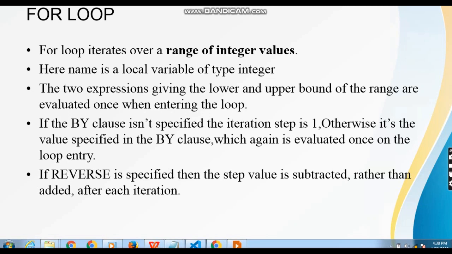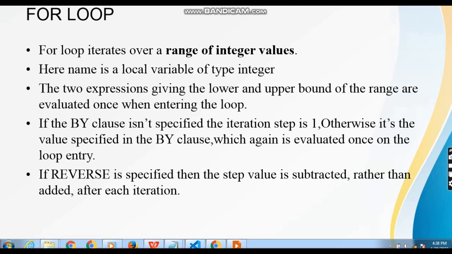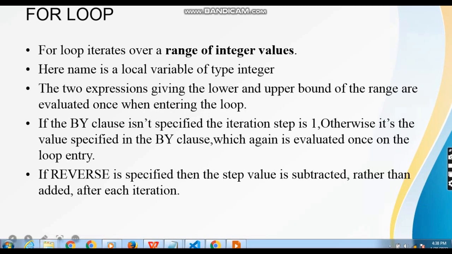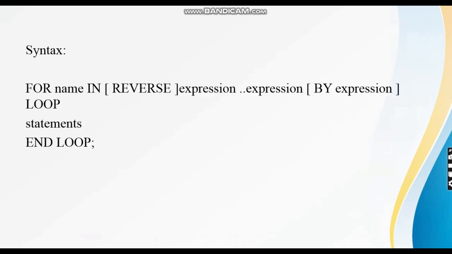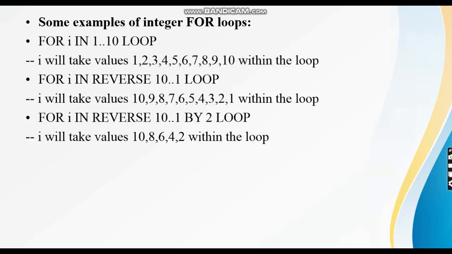And if reverse is specified, then the step value is subtracted rather than added after each iteration. So basically here you can see this is the syntax. It has reverse as optional. If reverse is specified, then it is going to subtract the iteration values. Like this is the example. For i in 1 to 10, 1 is the lower bound, 10 is the upper bound. So i is going to take values like 1, 2, 3, 4, 5. Since the by clause is not specified, it is going to iterate by step 1.